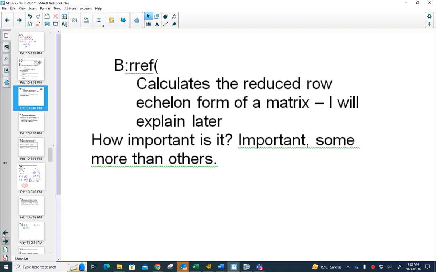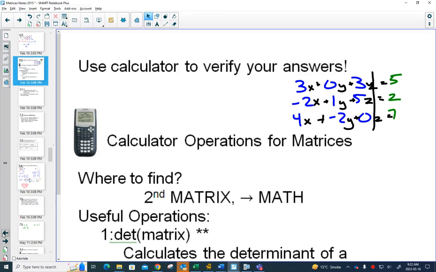We're going to go back. So this last one that we just did, 3, 0, 3, negative 2, 1, 5, 4, negative 2, 0, that 3 by 3 matrix could be the coefficients of some system of equations. Notice how we started this unit with systems of equations. And it could be equal to 3 different numbers. So I'm going to go to my calculator, and I'm going to put the blue numbers and the green numbers into a matrix.